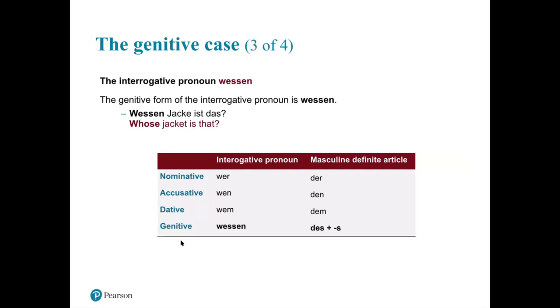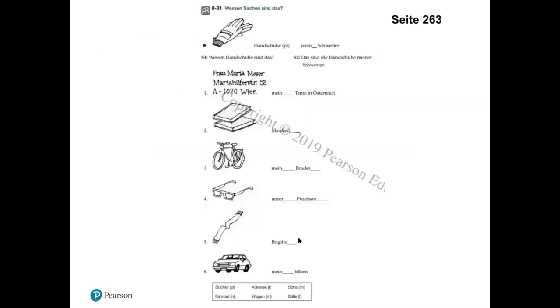There's also, just like we learned for each of our cases, a new question word. So in our nominative, we had was and we had wer. Once we got to the accusative, our question was wen. In the dative, wem. And now we have wessen, whose. So wessen Jacke ist das? Whose jacket is that? And again, it is coming from the masculine article des, but since the noun also adds an S, that's one way to remember why there's two S's and an EN tacked on there.